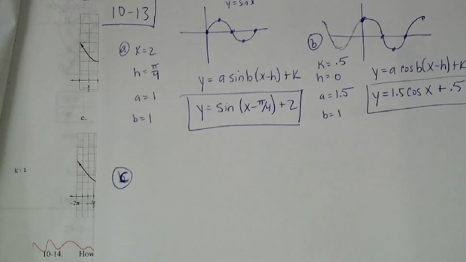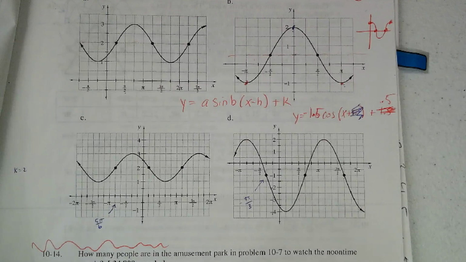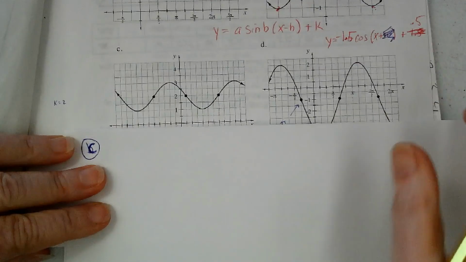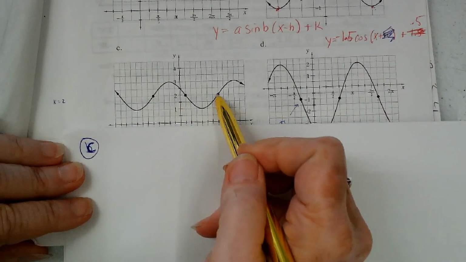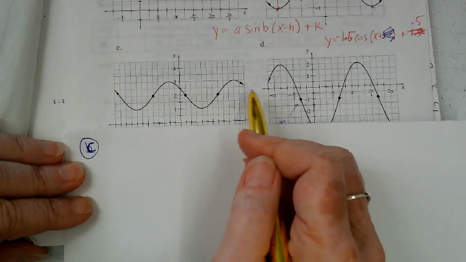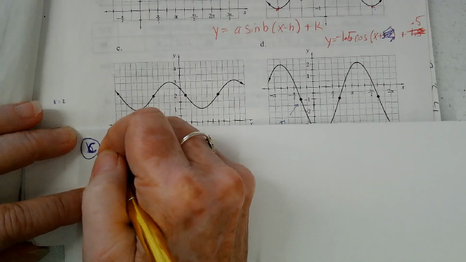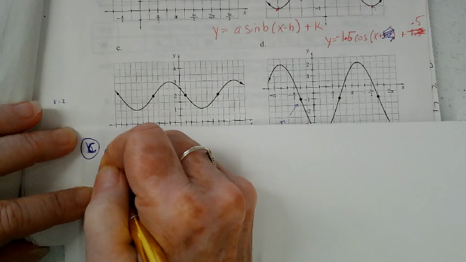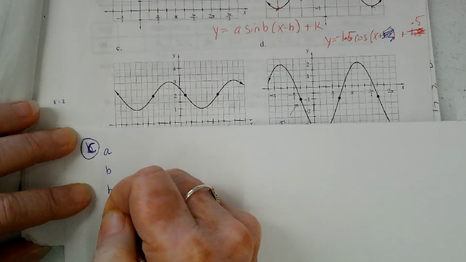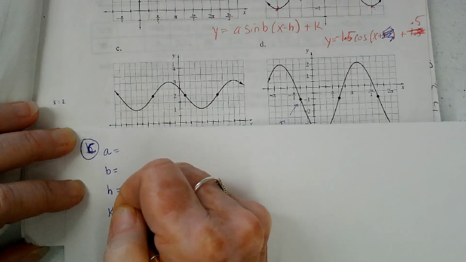Okay, so now we're on letter C. I'm going to fold this over so we can do this better. So letter C has these 3 dots. So I feel like using a sine graph whenever I see it looking like that. And so I'm going to say, what do I have? A, B, H, K. Let's see if we can fill out some of these.